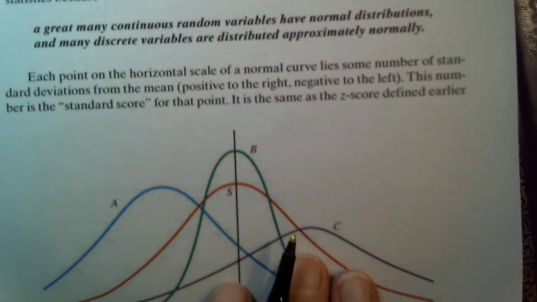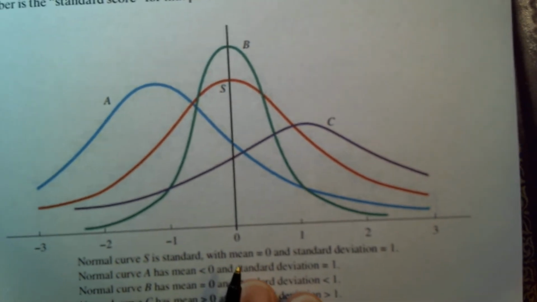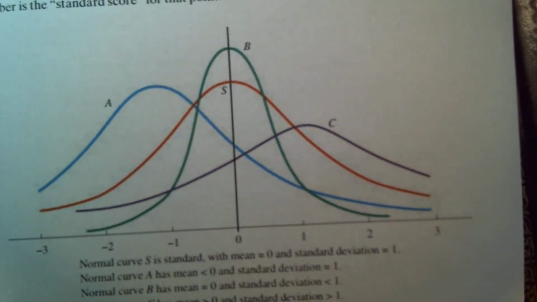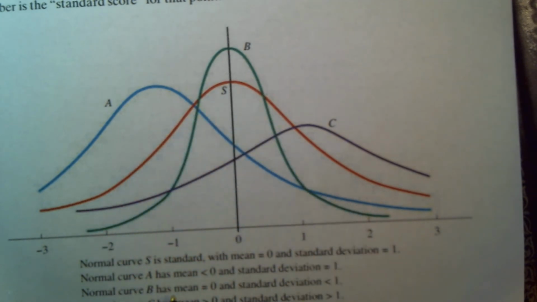Okay, here are some of the normal curves and what they can look like. For example, curve S in red is a standard curve with a mean of 0, here's the mean, and a standard deviation of 1. So that's the red curve here. Then curve A has a mean less than 0. It's shifted to the left, but has a standard deviation also equal to 1.